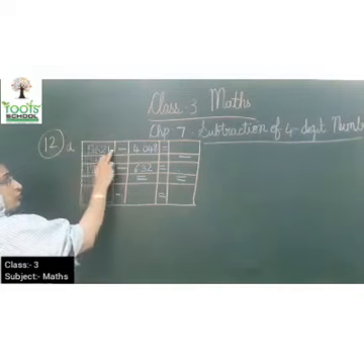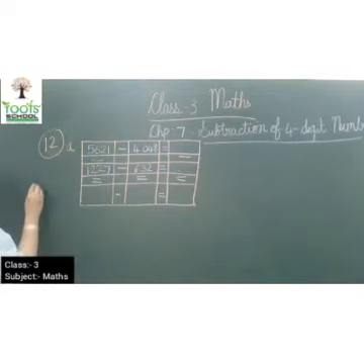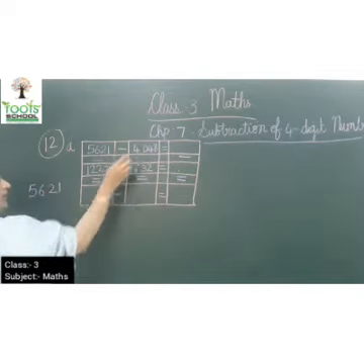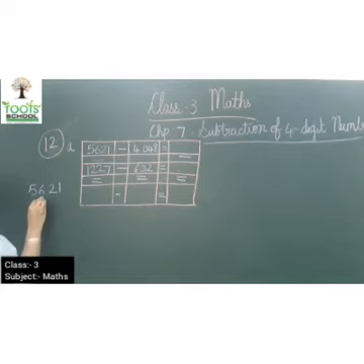Okay, now we will solve the first one. What's the minuend? It is 5621. And what's the subtrahend? It is 4048. So come on kids, let's subtract.